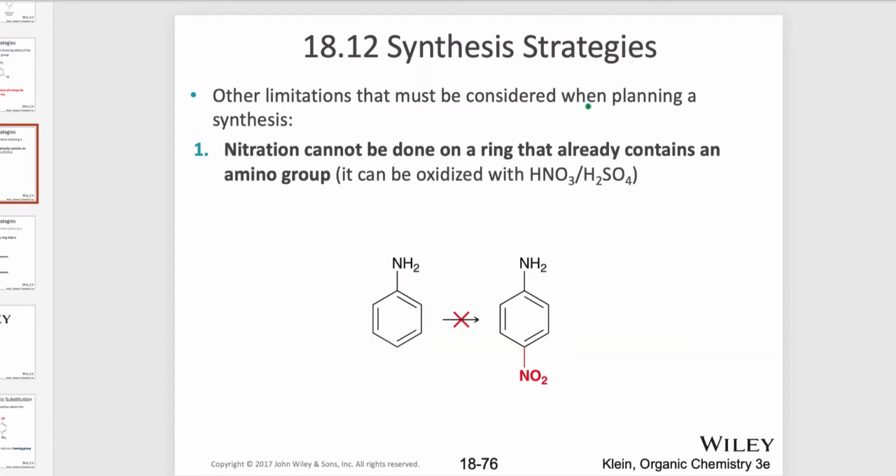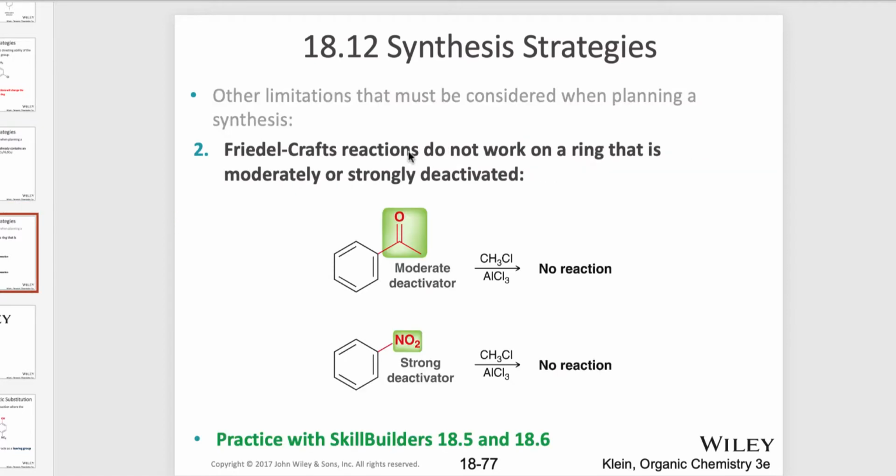Other limitations that must be considered when planning a synthesis are that nitration cannot be done on a ring that already contains an amino group. So there are some side reactions, and so please make a note of this because there are some other reactions that can take place. And in the next slide here, Friedel-Crafts reactions do not work on a ring that is moderately or strongly deactivated. If you have a carbonyl group here, multiple bond, right? Here, multiple bond and a positive charge on the nitrogen. These are not reactive enough. And then I encourage you to practice some more with these skill builder examples.